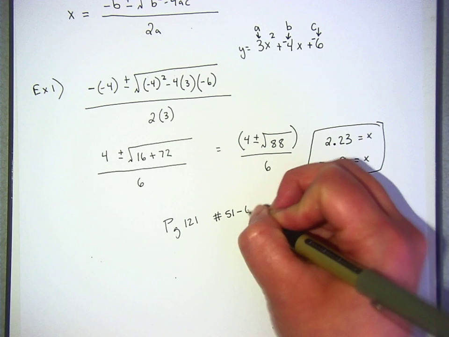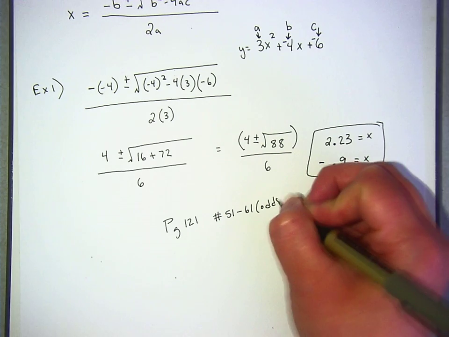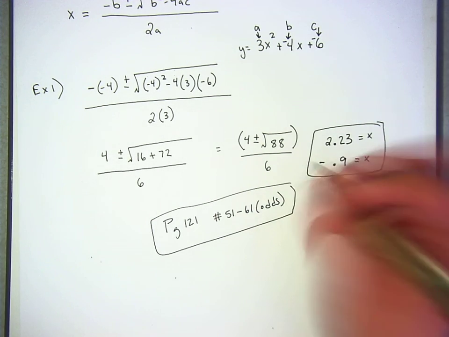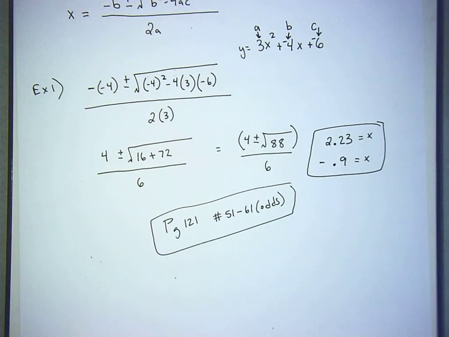Numbers 51 through 61 odds. I don't care which 2 of them you decide to do by hand, but I do want you to do 2 of them by hand just to make sure you can do it. And the rest you can just have your calculator do. Zip. Done. One thing before I come over there.